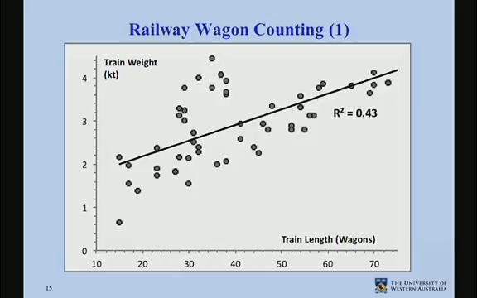Another problem that came upon fairly early, an economist and I were asked to look into by the West Australian Railways. They were having trouble with the freight up to Geraldton, and they wanted to look into why there were so many delays on the freight and so forth. But to get started, we wanted to plot up train weight against how long the train was in wagons. And we found there was very poor correlation.